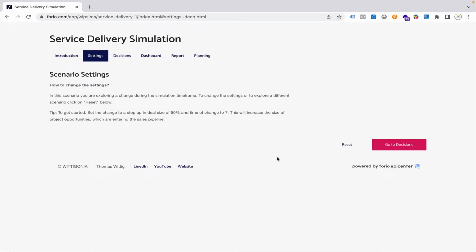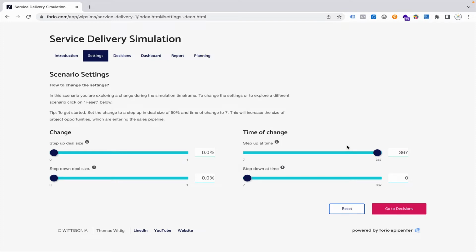So I clicked on the Get Started button, and the first thing that I will see here is a screen which allows me to define the scenario settings. Now, if you don't see anything here, that means that you have actually started a simulation. So if you want to restart, press the Reset button, and that gives you the first things that you can change. So in this version, this is fairly minimal.